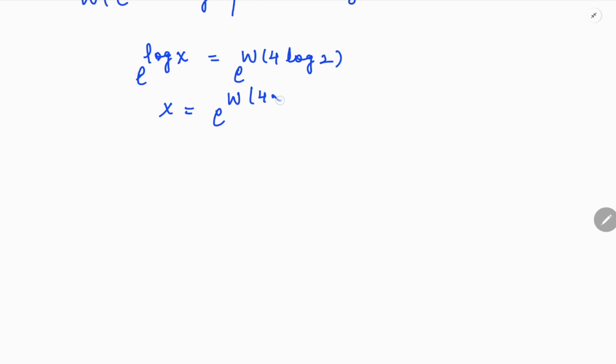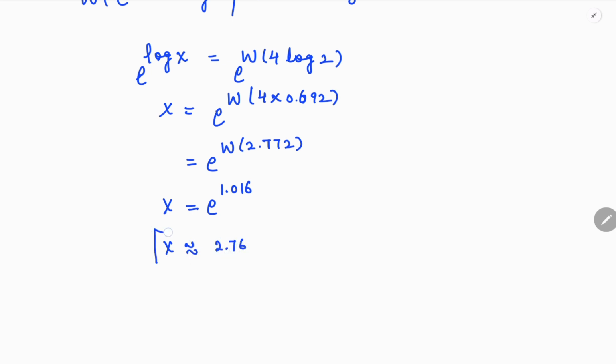What is log 2? Log 2 is 0.692. Okay, 4 times this will become 2.772 when you multiply them, and this W of 2.772 is 1.016. Okay, so x is equal to this, or x is approximately equal to 2.76. You can solve this on a scientific calculator.